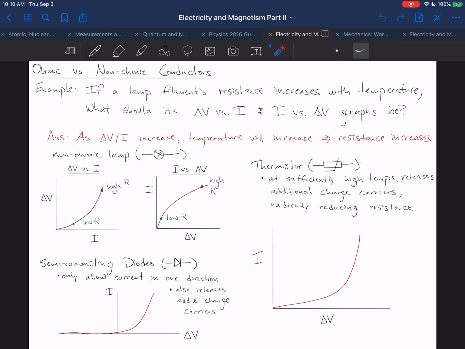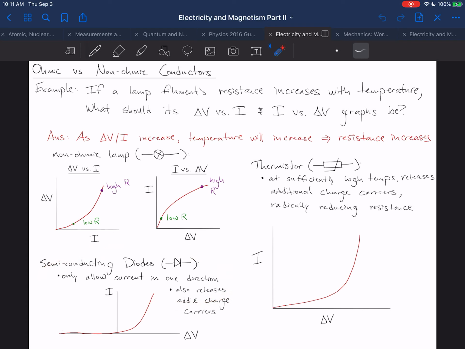All right. Then for a couple of other non-ohmic conductors, there are different relationships. We'll talk about them more as we move forward. But in a thermistor, for example, which is a particular kind of circuit element, at sufficiently high temperatures a thermistor releases additional charge carriers. Additional electrons are released from inside the material, and that radically reduces the resistance as the temperature goes up. So this trend, you'll notice, is the opposite of a classic metal, as you might find in a lamp filament.